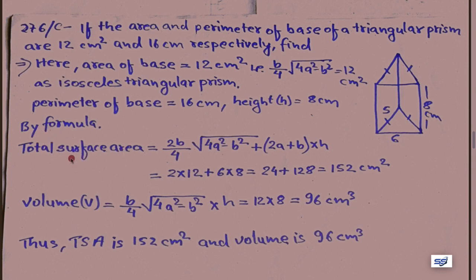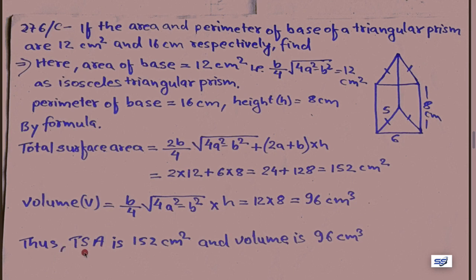By formula, total surface area is equal to 2b upon 4 root under 4a square minus b square plus 2a plus b whole into s, is equal to 2 into 12 plus 6 into 8, is equal to 24 plus 128, is equal to 152 centimeter square. Now volume V is equal to b upon 4 root under 4a square minus b square whole into h, is equal to 12 into 8, is equal to 96 centimeter cube. We get 12 from the beginning here.